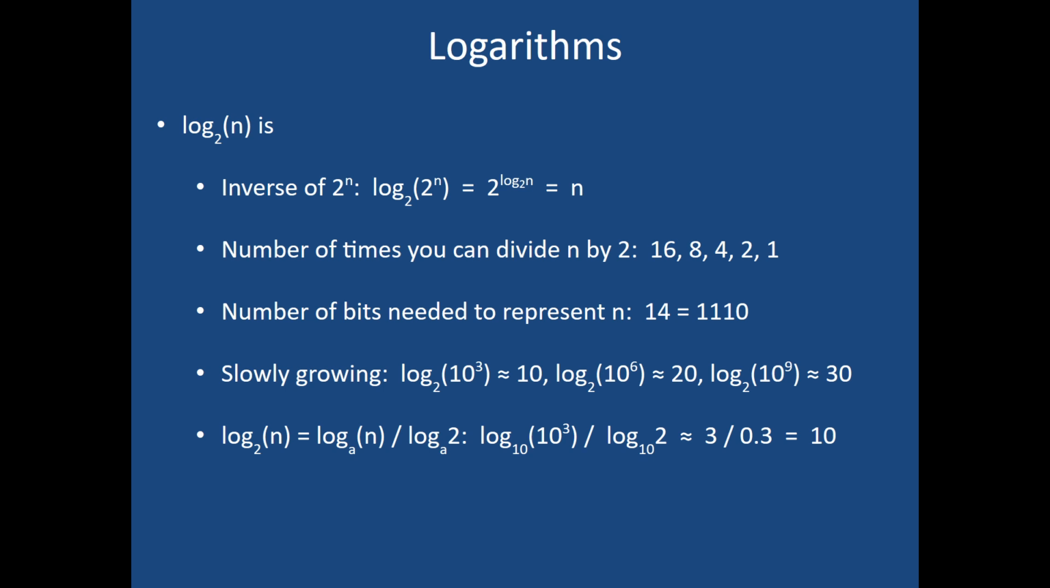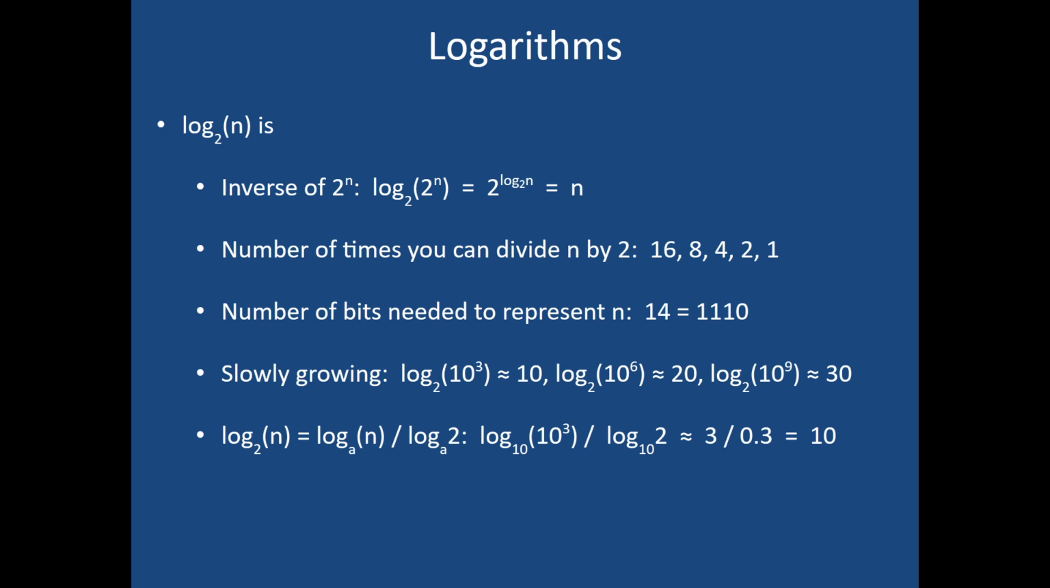Another way to think about it is that log base 2 of n is the number of times you can divide something in half before you get to 1. So 16, 8, 4, 2, 1. You can divide that 4 times, and so the log is 4. It's roughly the number of bits needed to represent a number in binary. So right there we see that 14 is 1110. That's 4 bits. Log base 2 of 14 is roughly 4, between 3 and 4.